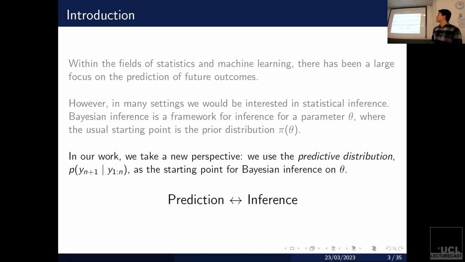We're actually going to start with this predictive distribution. I'm going to write here P of y_{n+1} given y_{1:n}. So y_{1:n} will be our observed data. y_{n+1} will be a future data point we haven't seen yet. And we're going to use this as a starting point for Bayesian inference on a parameter of interest. So I have this little diagram here, having this bidirectional arrow from prediction to inference. The arrow from the right-hand side to the left-hand side is usually quite well understood. We're going to talk much more about the left-hand side to the right-hand side today.